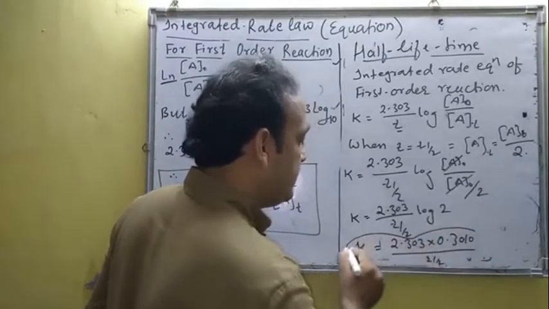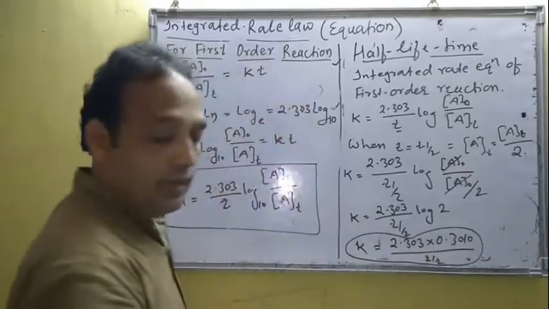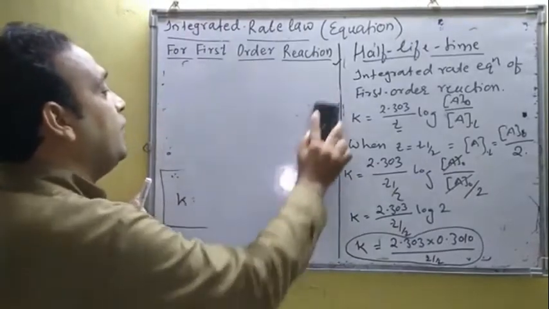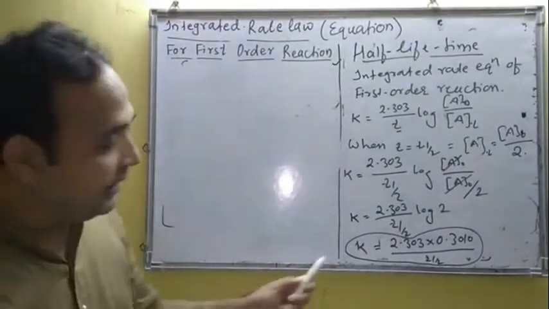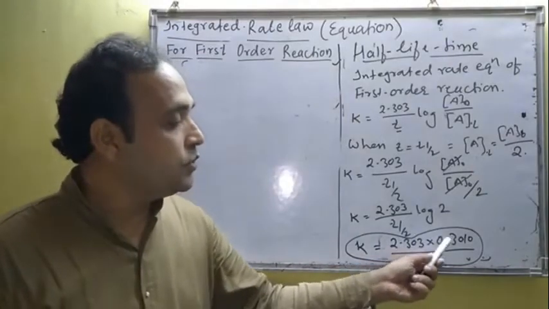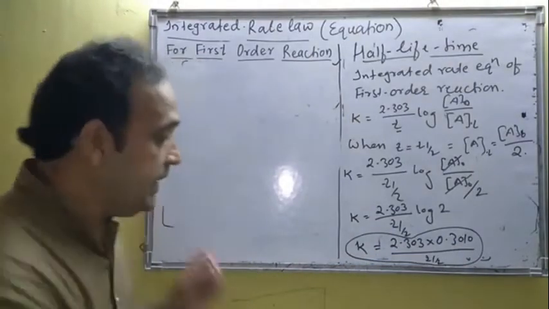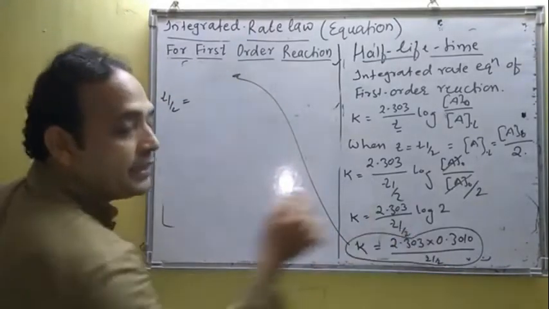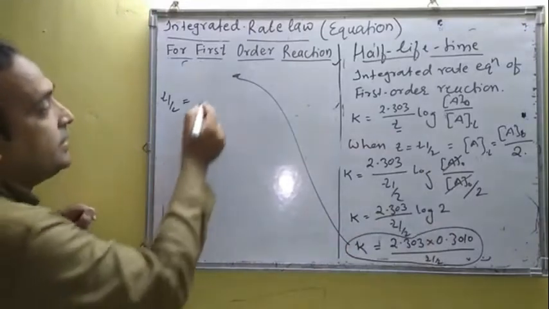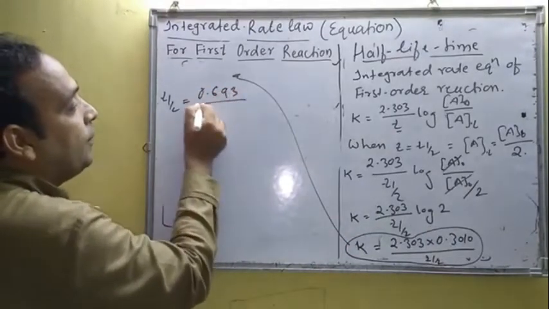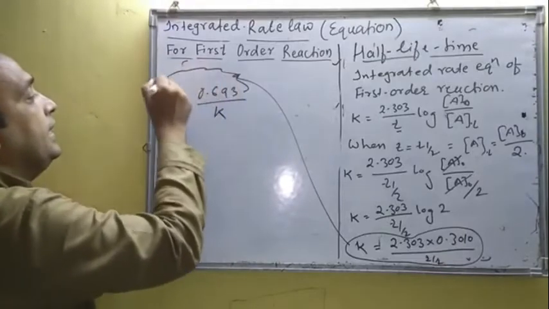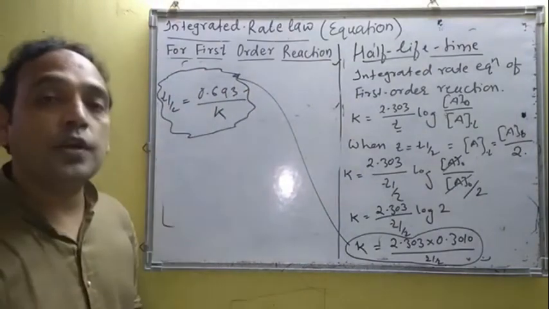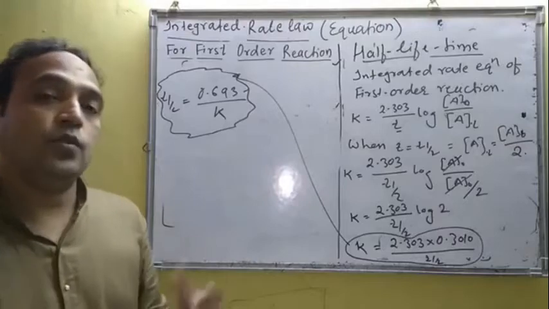And now this is the half-life period for first order reaction. What is the half-life period for first order reaction? So we can write here k is equal to 2.303 into 0.3010 divided by t half. Now rearrange this equation. We can write here t half is equal to, now multiply these two terms, this becomes 0.693 upon k. Now this is the half-life period for first order reaction, that is t half is equal to 0.693 upon k.